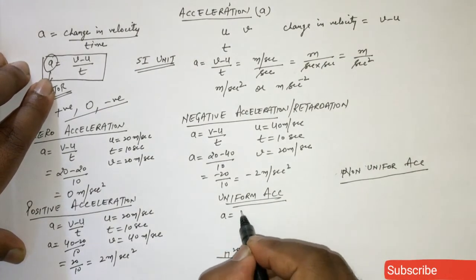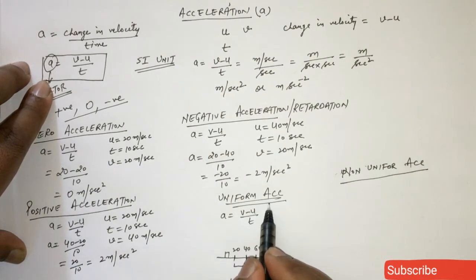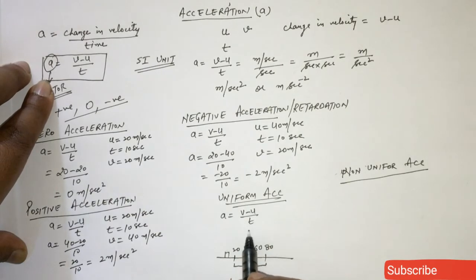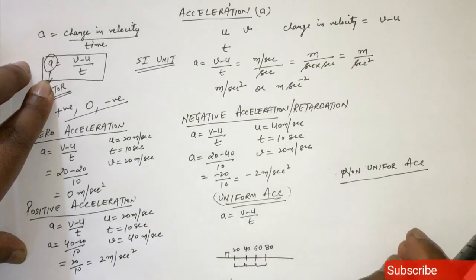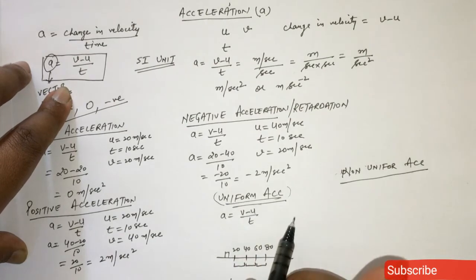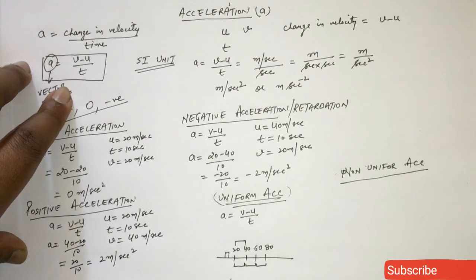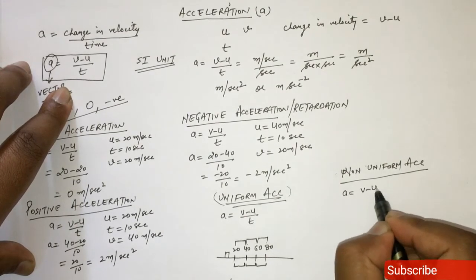We have the formula A is equals to V minus U upon T, means change in velocity upon time. Now, if the body changes its velocity equally in equal intervals of time, then we can say the acceleration is uniform acceleration. I am repeating again. If the body changes its velocity equally in equal intervals of time, like this, in this case, it changes its velocity by 20 meter per second in every 10 seconds. Clear?